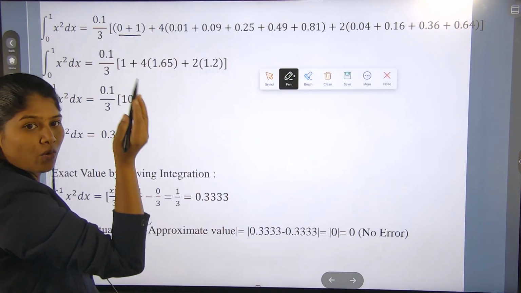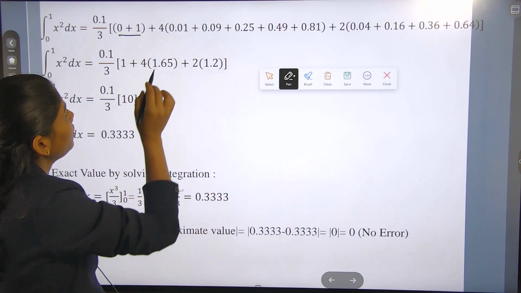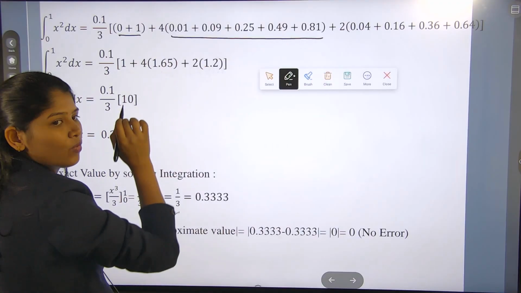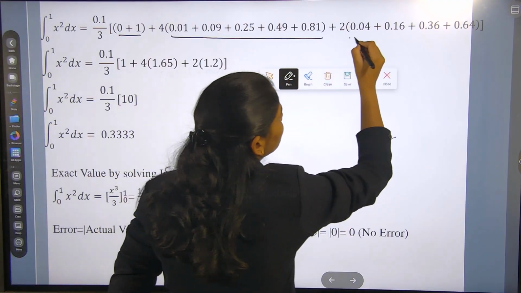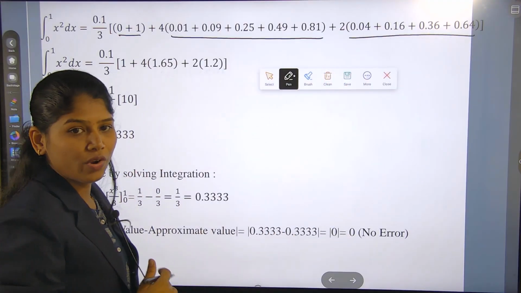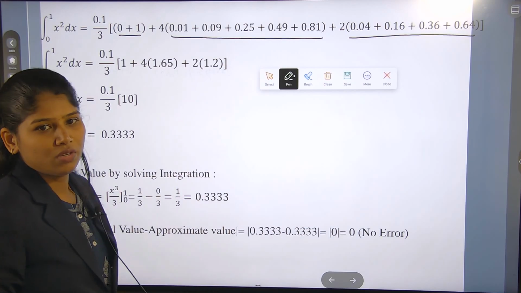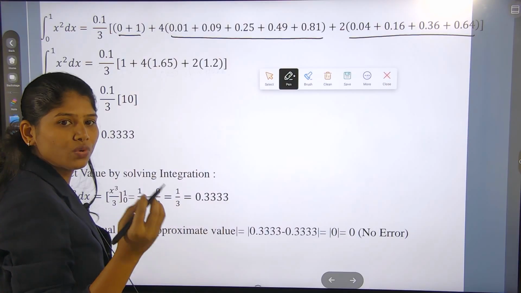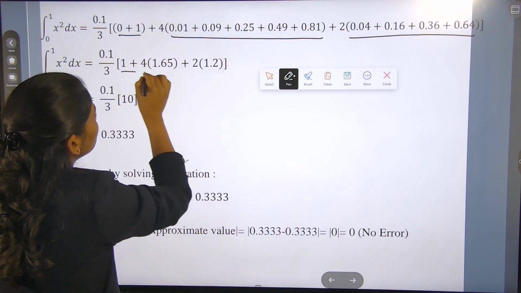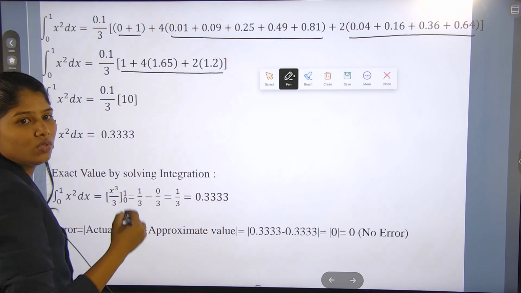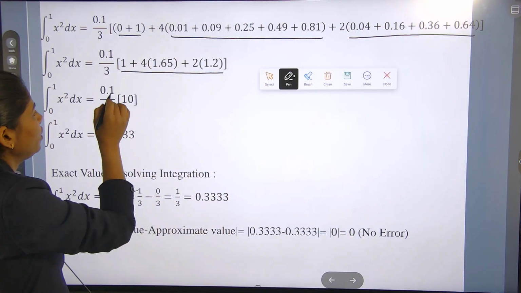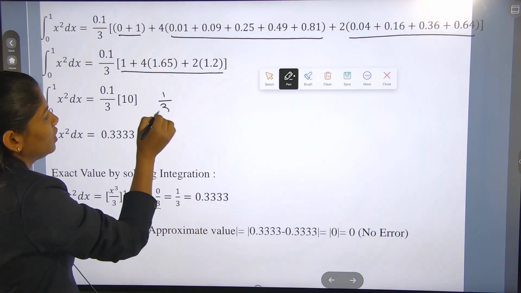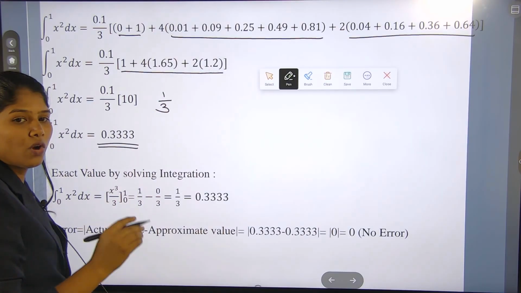The value of h is 0.1, so 0.1 upon 3. Solve this bracket, write down 4 into the sum of this, which is 1.65, plus solve this bracket, the sum of this is 1.2, so 2 into 1.2. Solve the bracket first: 1 plus 4 into 1.65 plus 2 into 1.2. So the answer is 10. Then do the multiplication, 0.1 into 10. So we get here 1 upon 3. So 1 upon 3, the answer is 0.3333.